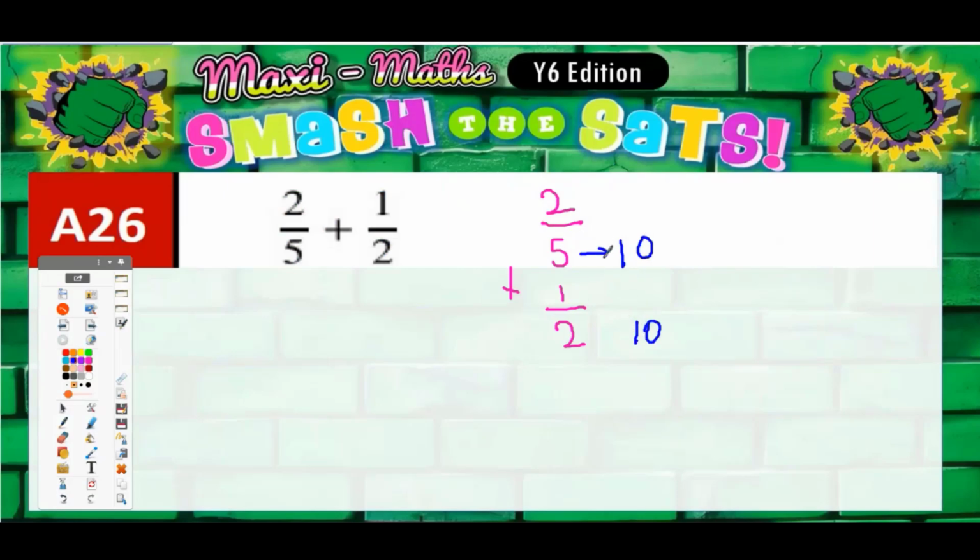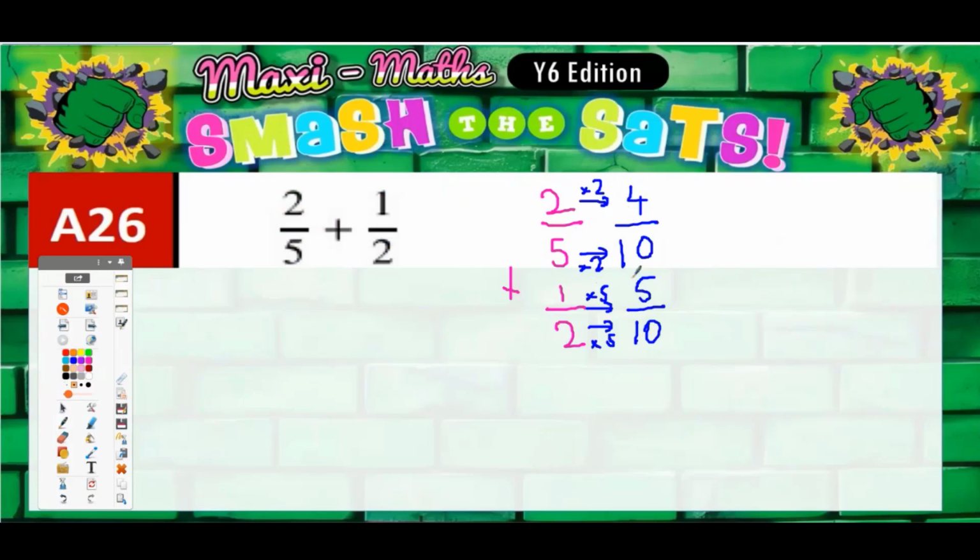To get from 5 to 10, we're doubling it. So we need to double the 2 on top as well. 2 times 2 is 4, so that becomes 4/10. And to get from 2 to 10, we're timesing by 5. So we need to times the 1 by 5 on top as well, which gives us 1 times 5 is 5. So we've now got two new but equivalent fractions.